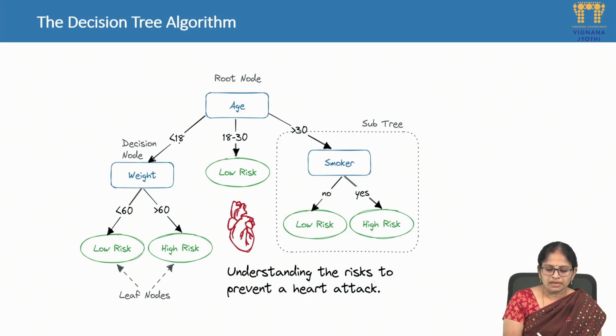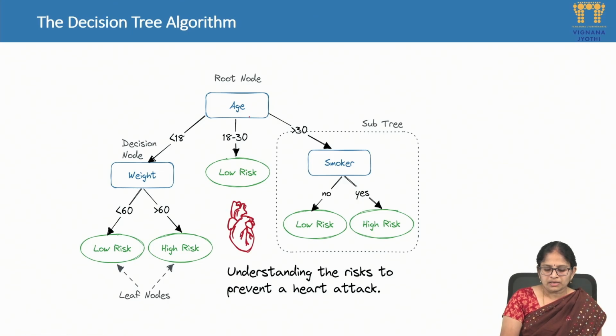So people having less than 18 years are divided into the first subset. Again, the test on the weight is conducted. If the patient weight is less than 60, then there is a low risk of having the heart attack. If it is greater than 60, then there is a high risk. So these are the leaf nodes giving the prediction values, nothing but the class labels.